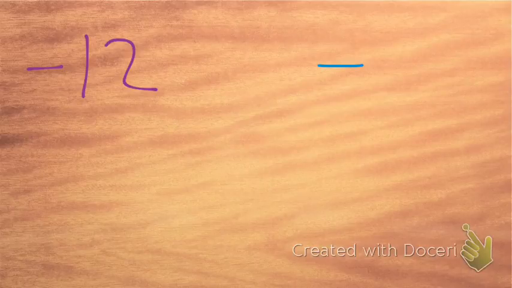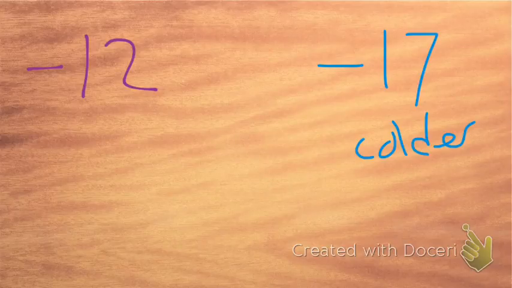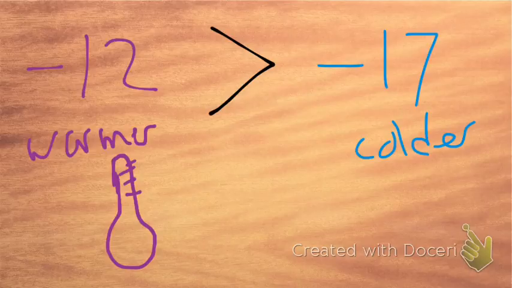Let's do one more. We'll take -12 and -17. Now this one's weird because they're both negative, so it's not an easy answer. But if we think about it, -17 is colder than -12. -12 would be warmer. Now that's if we're thinking about thermometers, right? Which kind of looks like a thermometer. It might be a spoon. Some people would say that. Either way, -12 is actually greater than -17.